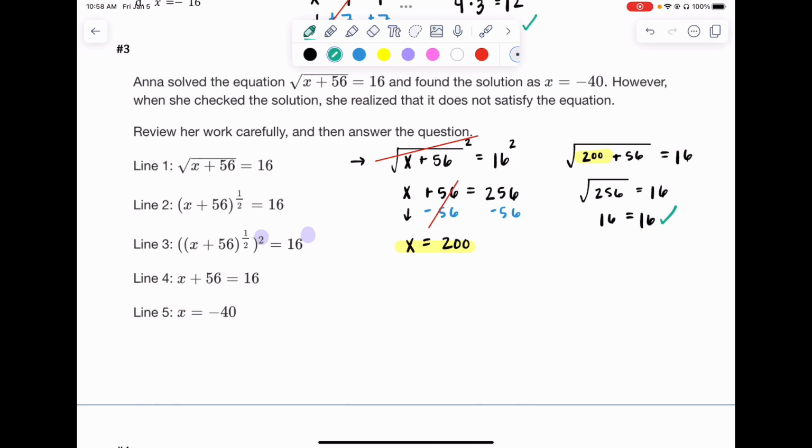But again, just one more time, the mistake that they're looking for in this problem is the fact that she did square the left side of the equal sign in line 3, but she didn't do it to the other side of the equation, and you have to do it to the other side of the equation as well to keep the equation balanced.